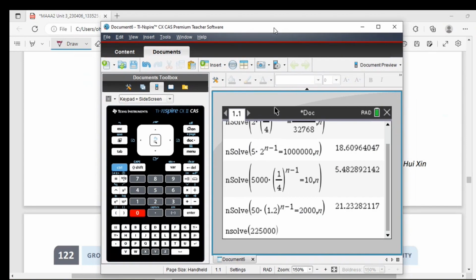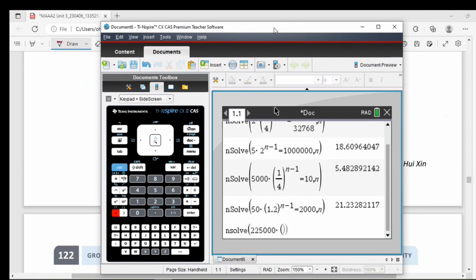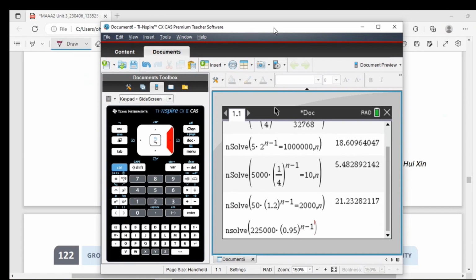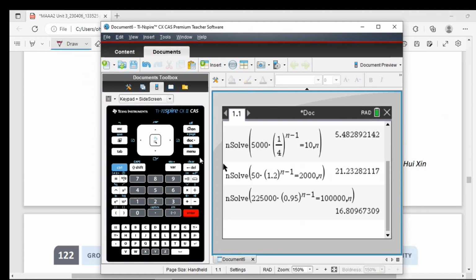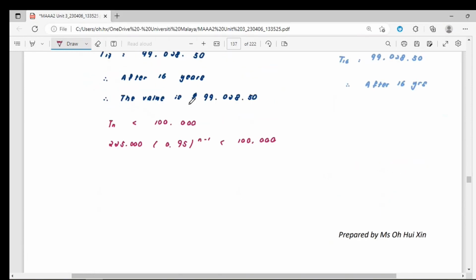225,000, then multiply by the value just now, 0.95, to the power n minus 1, equal to 100,000, comma n. Then you should be able to get 16.806. Sorry, 16.81. In this case, you can see same thing: 0.95 is a value that is less than 1. That's why you need to flip your n sign. So flip it, then write down your answer just now: 16.81.